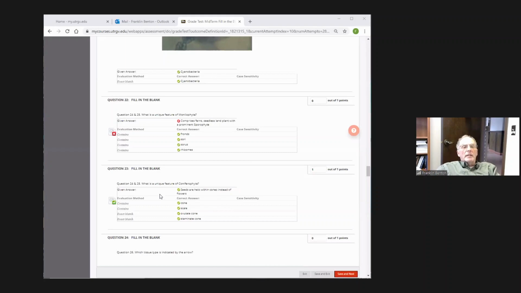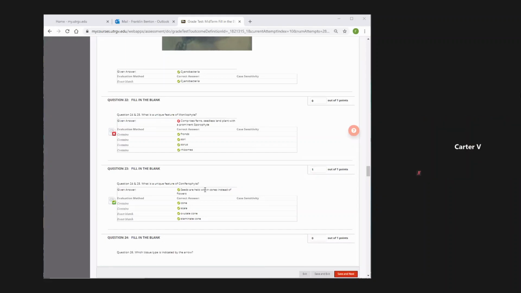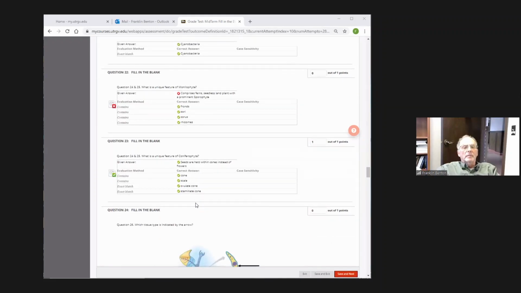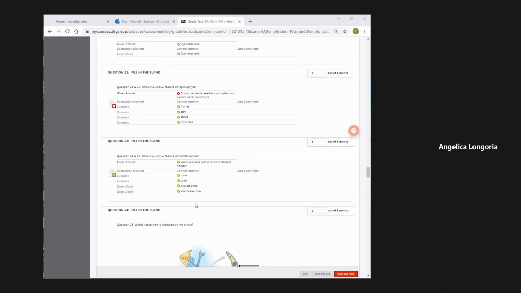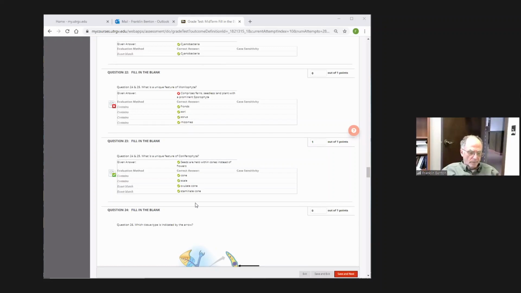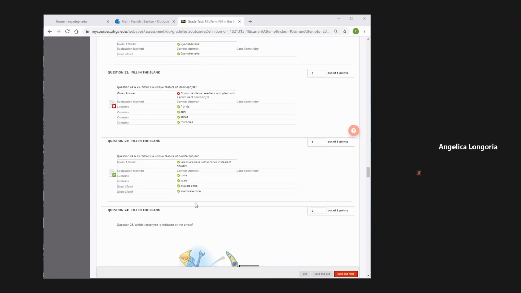What is a unique feature of Coniferophyta? Cones. Cones. Okay. Good. Someone have a question? Is that question specific? Is it just cone with an E, or will it count it wrong if it's with an S at the end? I'll check. Thank you. Dr. Benson. Yeah, just a second. Let me write this down before I forget it.